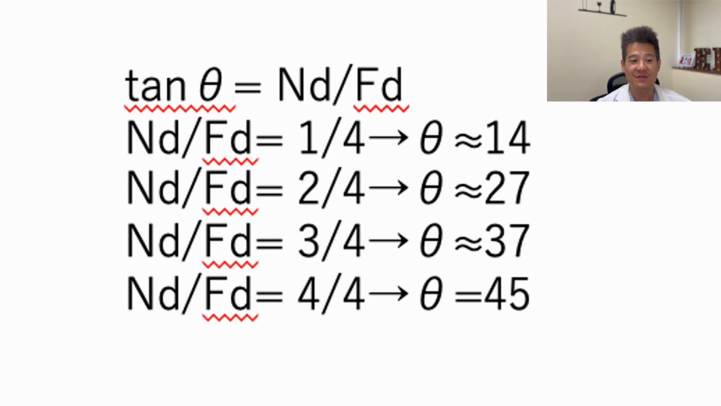And so this is again the chart given to me by Matsuno Sensei, and you can see if the near distance divided by far distance is 1/4, the theta is 14. Near distance divided by far distance is 1/2, theta is 27. Near distance by far distance is 3/4, theta is 37. And if they're the same, theta is 45, as we all know.